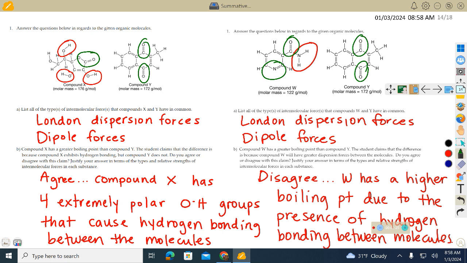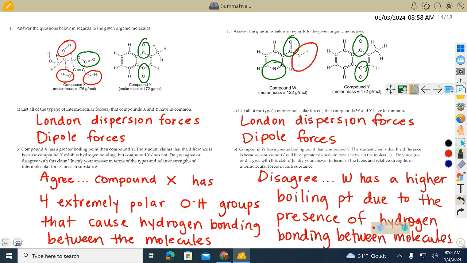Not that we're agreeing or disagreeing that X has a higher boiling point. Like they're telling me that. They're telling me that X has a higher boiling point. We had to agree or disagree with the student's claim. Is that higher boiling point due to hydrogen bonding? Yes. That polar OH group is going to cause stronger intermolecular forces. So yes, compound X would have a higher boiling point.